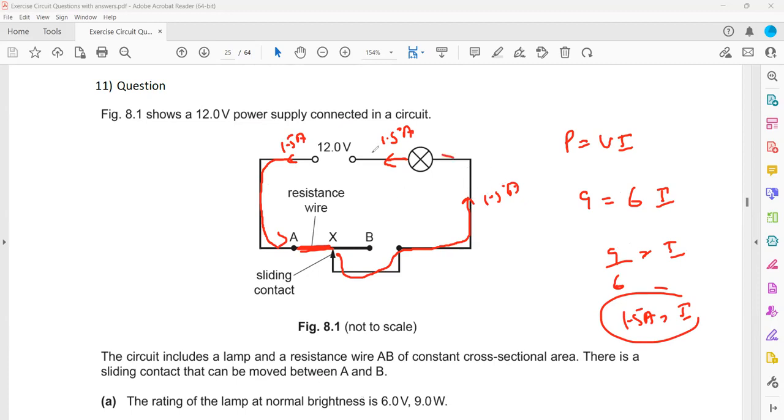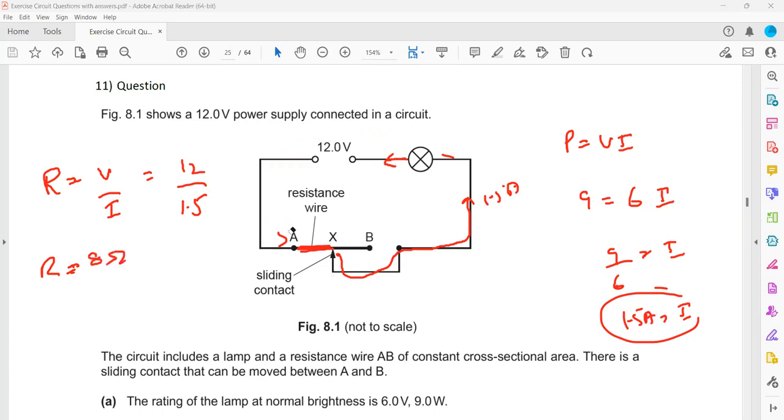Now, first we'll find the total circuit resistance. What is the total circuit resistance? We have the formula R equals V over I. The total voltage is 12 and the total current in the circuit is 1.5. So 12 divided by 1.5 is 8 ohms. So the total circuit resistance is equal to 8 ohms.